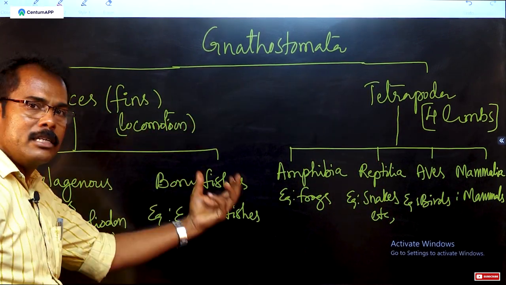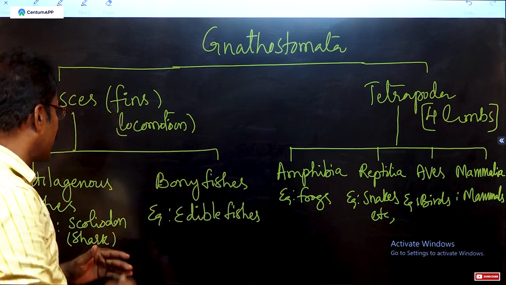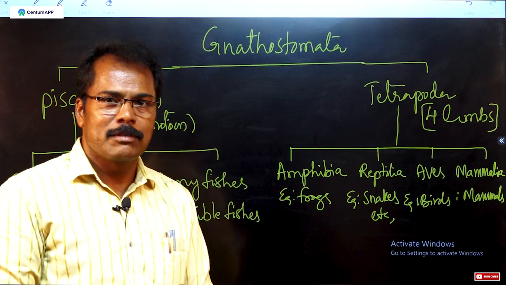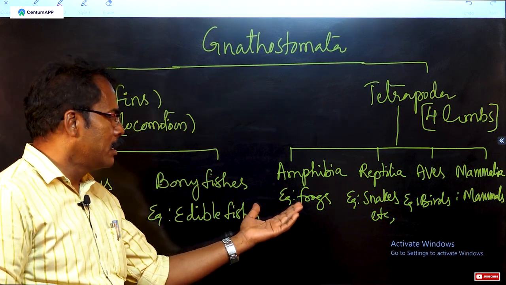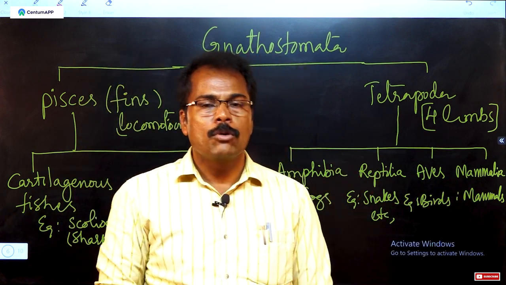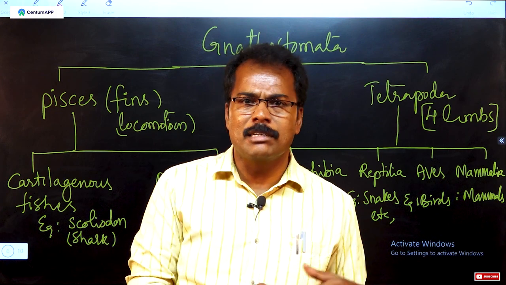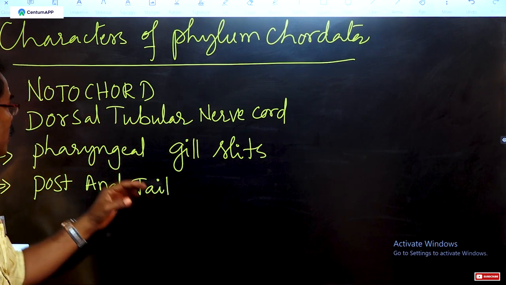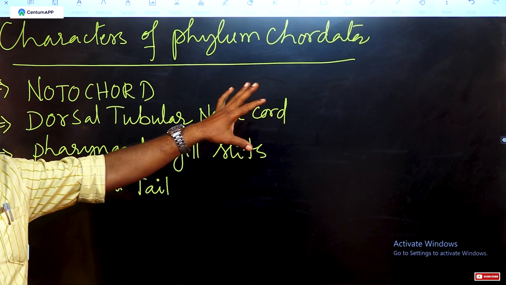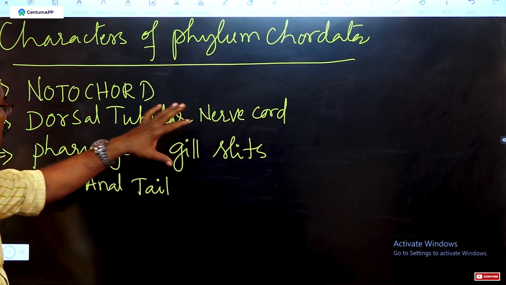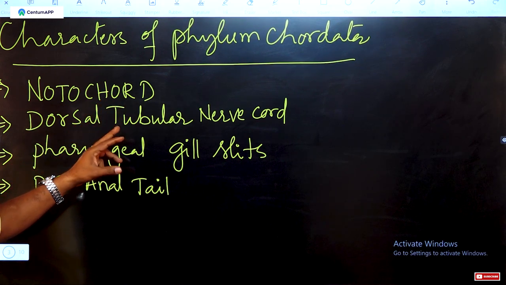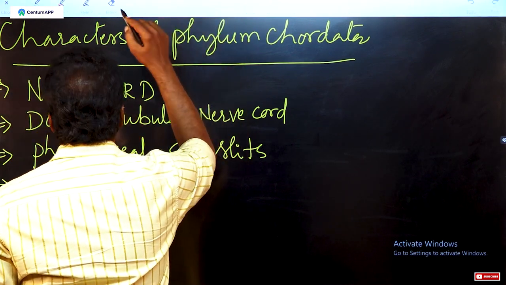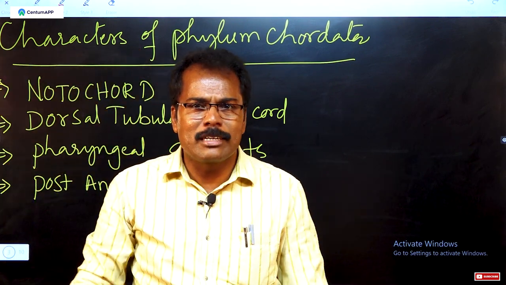Why I am discussing all these in this topic is because of the animals like protocordates, like urochordates, cephalochordates, then pisces like cartilaginous fishes, bony fishes, frogs like amphibia, reptiles, aves and mammals. So, what are the fundamental characteristics found in these animals? Coming to the first page, we are in this topic. The phylum Chordata includes the animals which we discussed till now. All these animals have notochord, dorsal tubular nerve cord, pharyngeal gill slits and posterior tail. But there is a little bit of confusion. We have to clear that confusion.